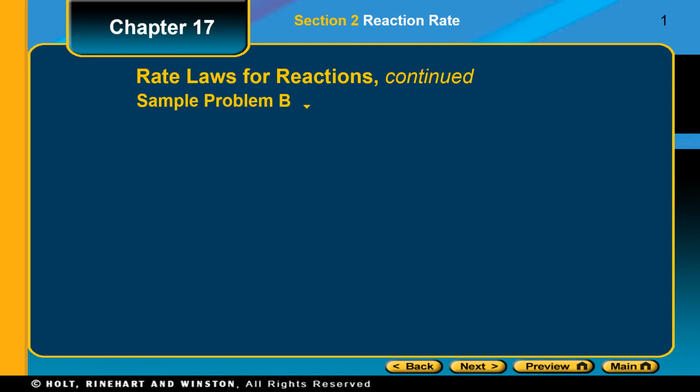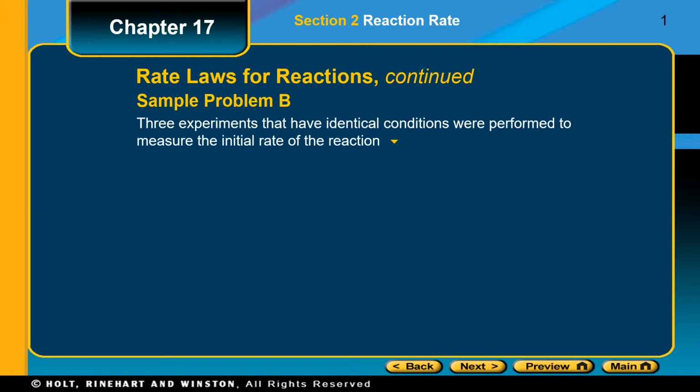Today, let's take what we've learned about the rate law and go through some sample problems where we get to put into practice what we have already learned. So here's sample problem B, and 3 experiments that have identical conditions were performed to measure the initial rate of the reaction. And this is the reaction that took place during the experiment. We have hydrogen iodide decomposing to form hydrogen gas and iodine gas.